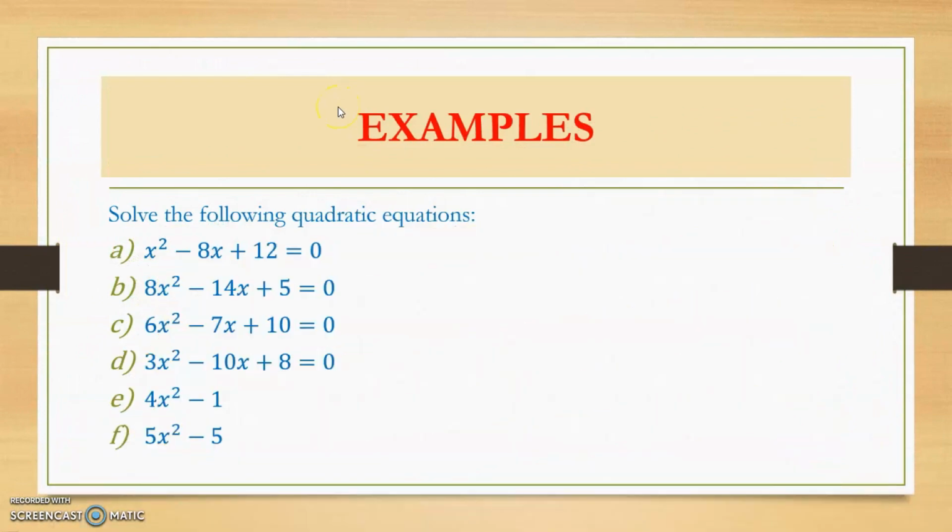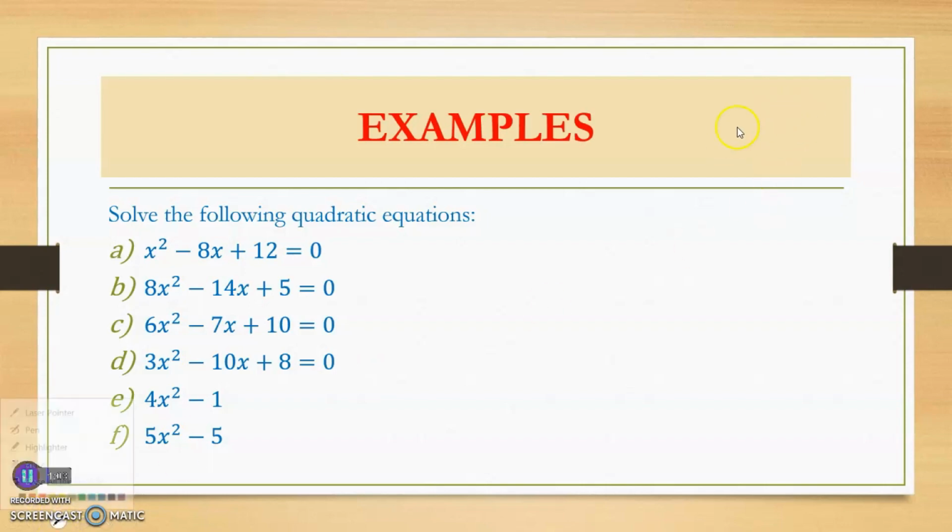And boom. So we have these examples. We have the first one here, where they're saying solve the following quadratic equations. X squared minus 8x plus 12 is equal to 0.